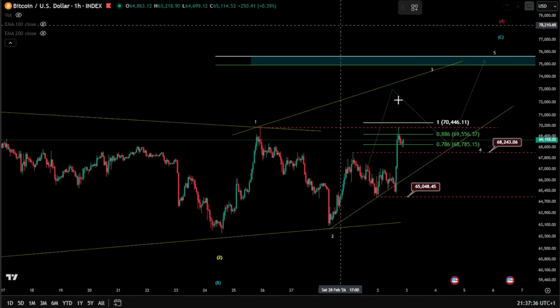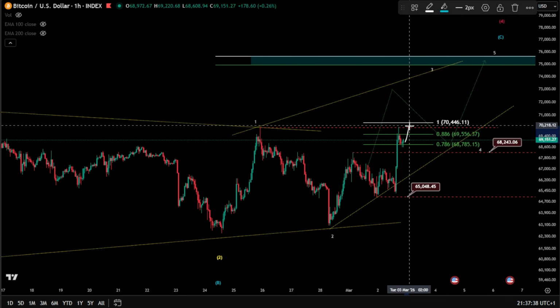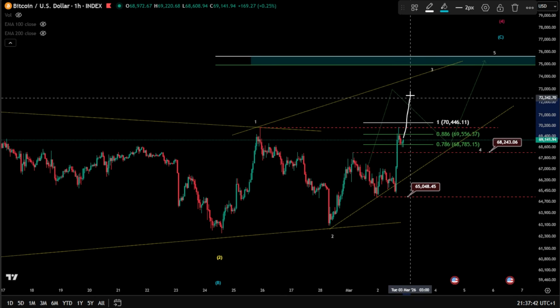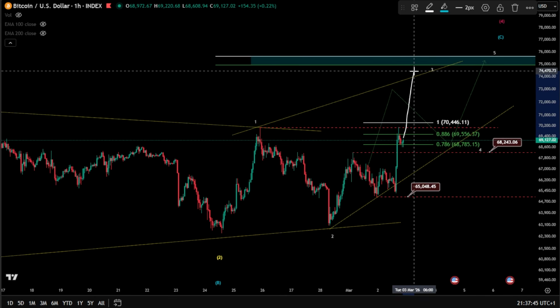I think it might still push one more high, but if we break the 1-to-1 fib level, then we start to think much more bullish in a wave 3 as an impulse there.